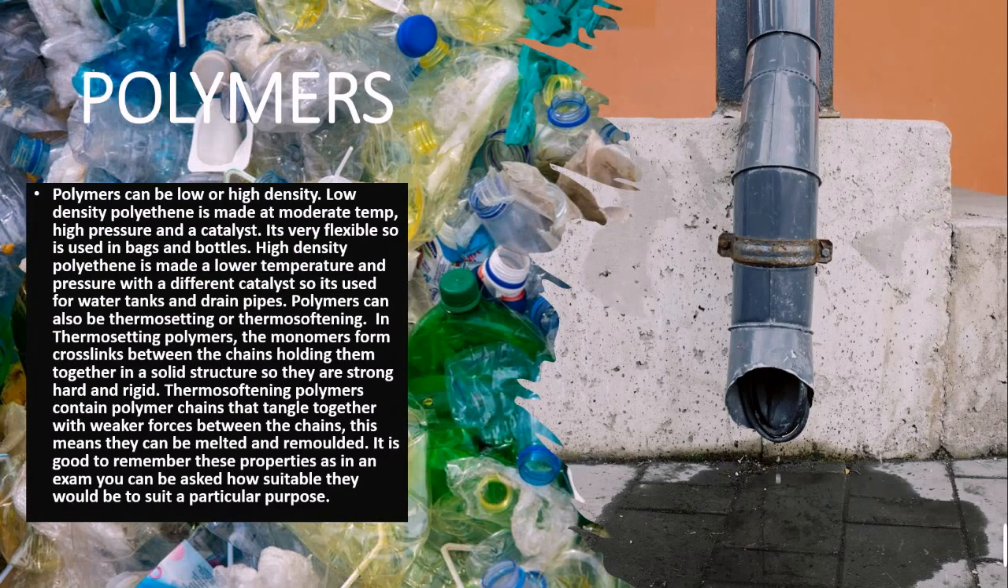Polymers can be low or high density. Low density polyethylene is made at moderate temperature, high pressure and with a catalyst. It is very flexible, so is used in bags and bottles. High density polyethylene is made at low temperature and pressure with different catalysts, so it is used for water tanks and drain pipes. Polymers can also be thermosetting or thermosoftening.